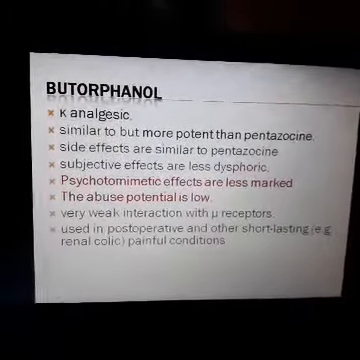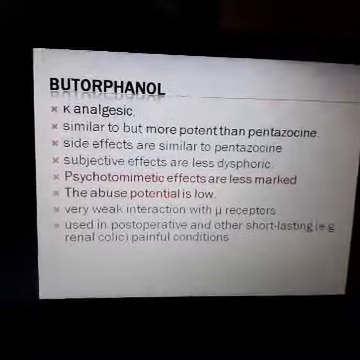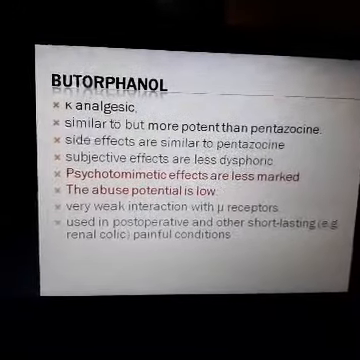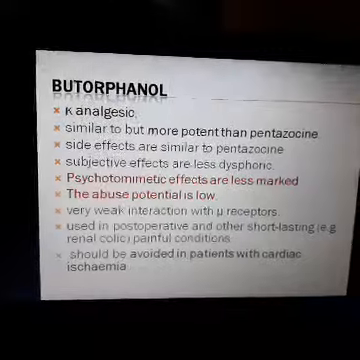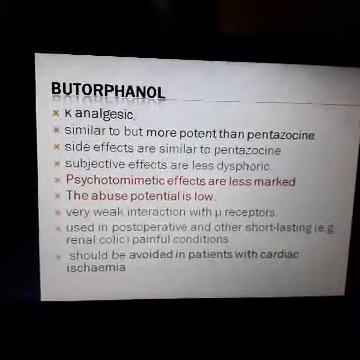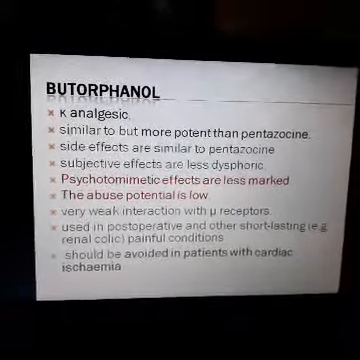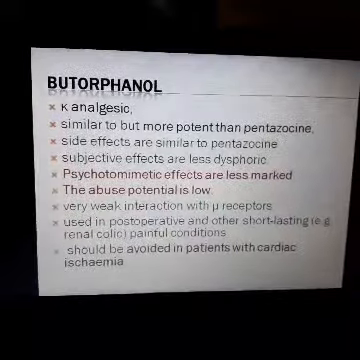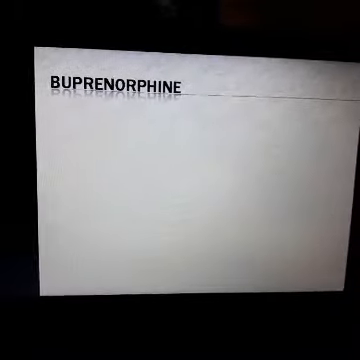And it has a very weak interaction with mu receptor, used in postoperative and other short-lasting painful conditions like renal colic. And as it is a sympathetic stimulator, it increases the cardiac oxygen demand, so it should be avoided in patients with cardiac ischemia.